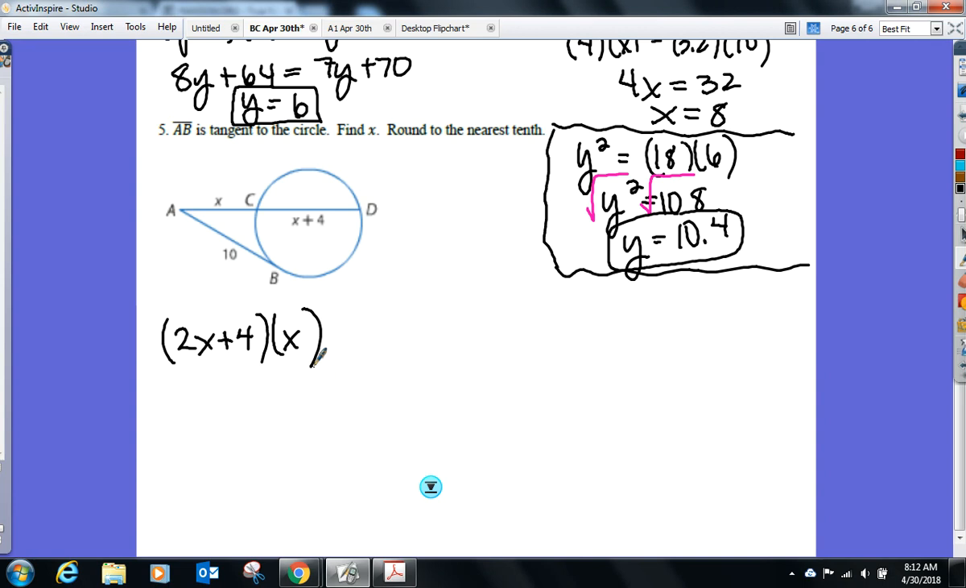Everyone all good? Let's go to the tangent now. Why am I bothering? 10 squared, 100. Okay. 2x squared plus 4x equals 100.